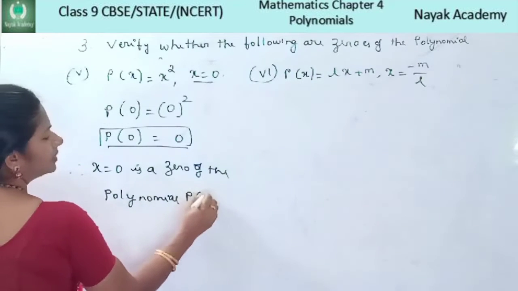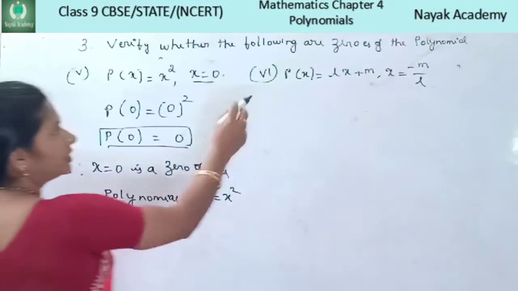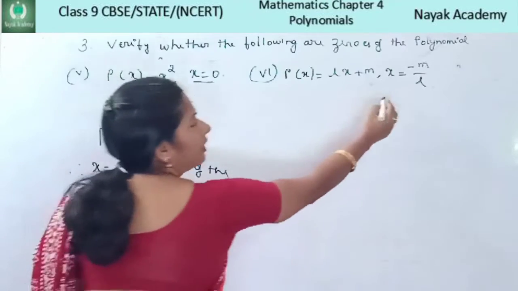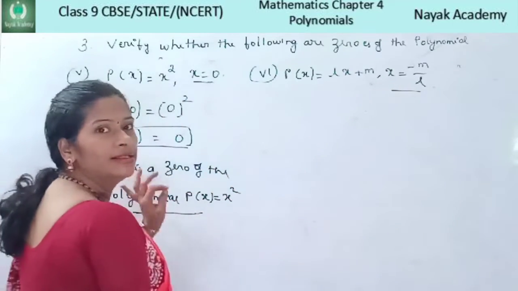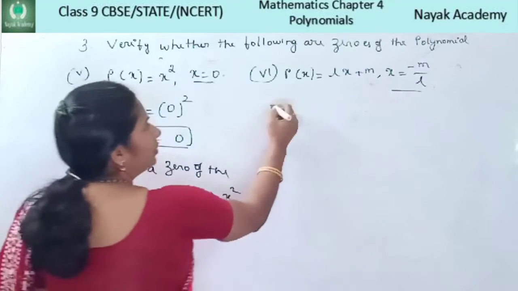Polynomial P of x is equal to x square. Coming to the sixth problem, P of x is equal to Lx plus m. Now we have to check whether x is equal to minus m by L is a zero of the polynomial or not. How to find out, children?